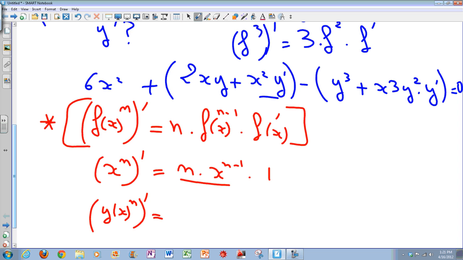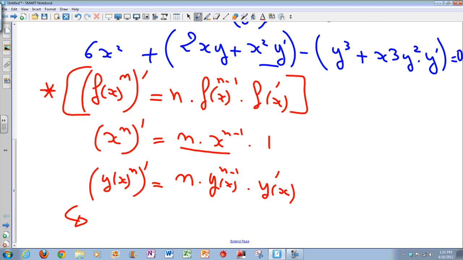All right, so n times y of x to the n minus 1 times y of x prime. That's it. And this is the same thing as this one, if you don't want to write the x: y to the n prime equals n times y to the n minus 1 times y prime. This is what we use there.